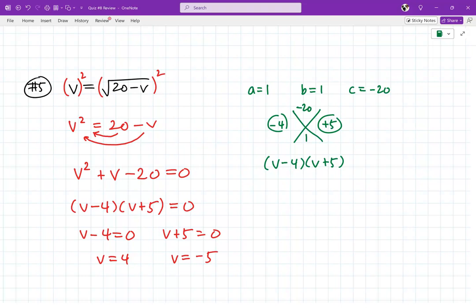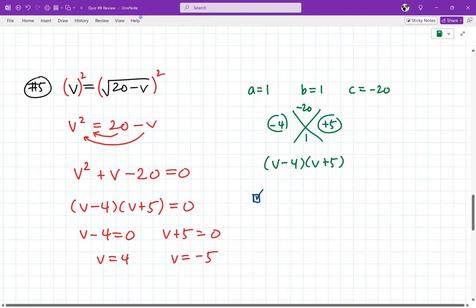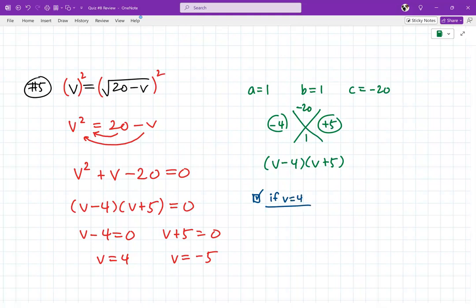So I have to test both answers, right? Like I said, that's kind of like the annoying part of these. It's not so much that the work is terrible, but the answers can get a little bit annoying to check, right? So we got to check them though. We have no choice. So let's see. Right here, if v is 4, I get 4 equal to the square root of 20 minus 4. I know 20 minus 4 is 16, and I know that the square root of 16 is 4, so that checks out.